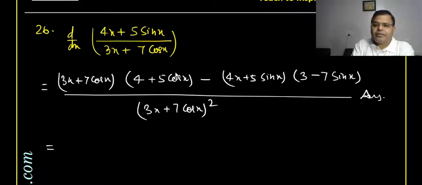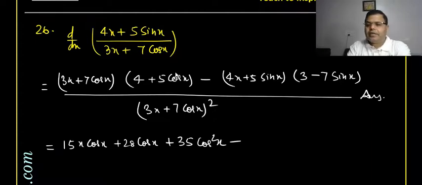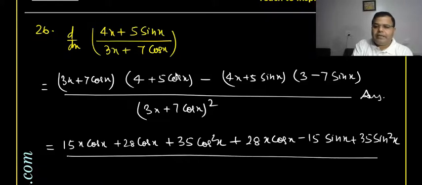12x minus 12x will cancel out, right? Now 4x multiplied by 5 cos x is 20x cos x, and 7 4s are 28 cos x, plus 35 cos square x, minus 4 3s are 12, that has been cancelled out, and 4x minus 7, that is minus 28x cos x. So it will be plus 28x cos x due to this negative sign. And now 5 into 3, 15 sin x, right? And minus minus plus, so that will be plus 7 5s are 35 sin square x, divided by (3x plus 7 cos x) whole square.